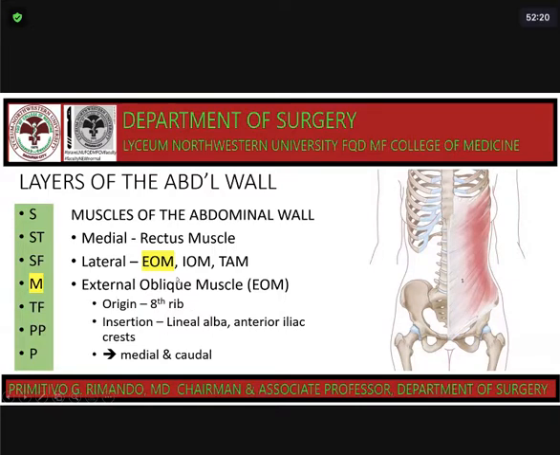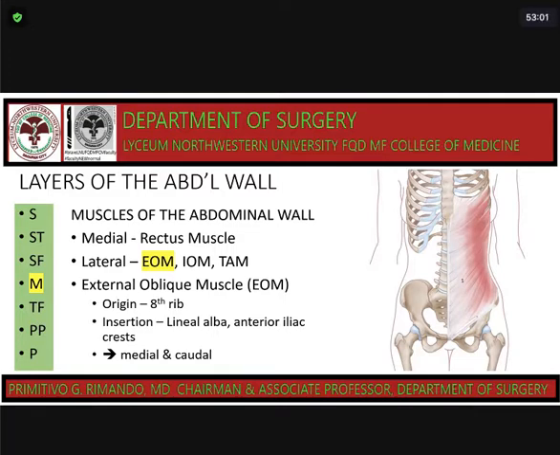Your external oblique muscle originates from your eighth rib, and it inserts into your linea alba in the midline, and your anterior iliac crest. To remember your external oblique, and this is just a review for everyone, it's just like putting your hands into your pocket. If you have a jacket pocket, you put your hands like that. That is the direction of your external oblique.